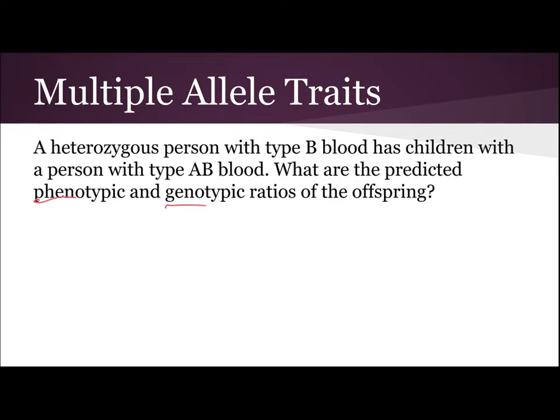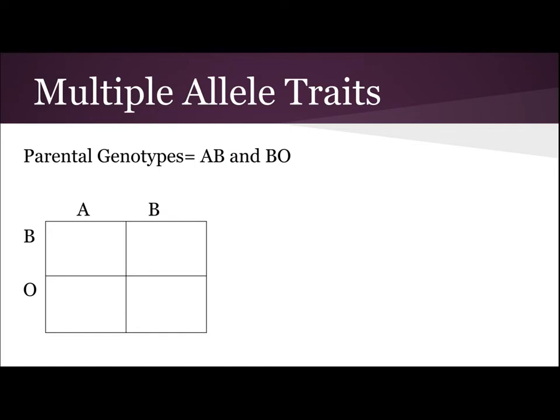So let's start by figuring out what are the genotypes of the parents, because we need to know that to do the Punnett square. So if a person is heterozygous and they have type B blood, that means they have two different alleles and their phenotype is B, so they must have B and O for their alleles. And then a person with type AB blood, well, their alleles must be A and B. So here are our two parents. And here's my Punnett square set up, AB times BO. I'll just bring my alleles down into the squares now.